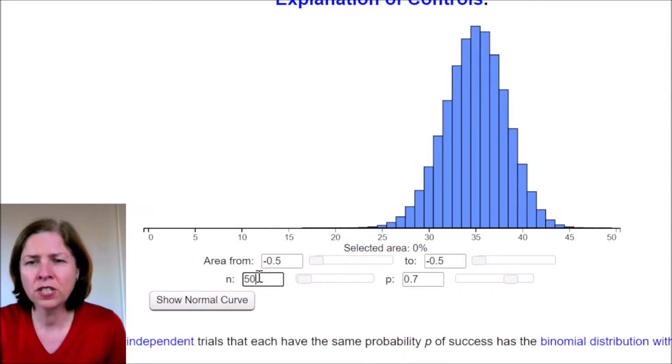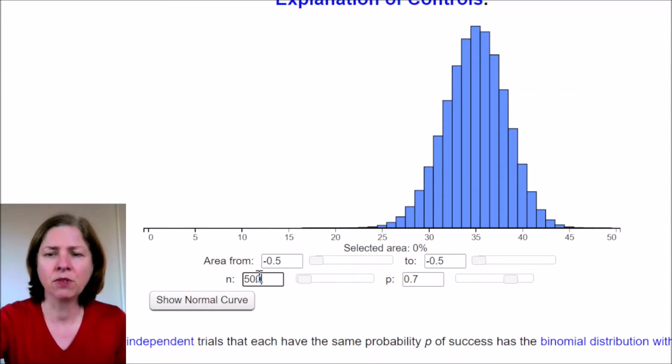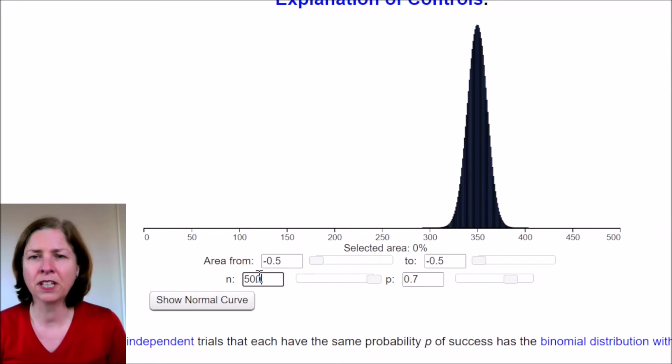And I want you to notice that that peak at 35 is actually the number of trials, which is 50, multiplied by p, the probability of success. So 50 times 0.7 gives me 35. Let's make that really big now. N is 500. This is definitely a bell curve that's been translated to the right. I can see that again my peak is at 350, which is at n times p.